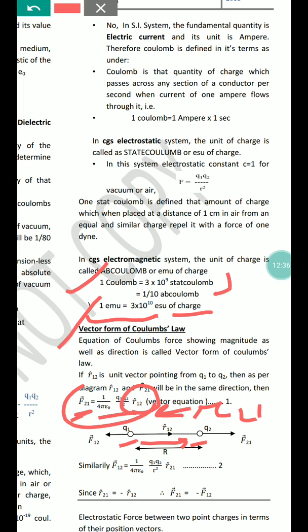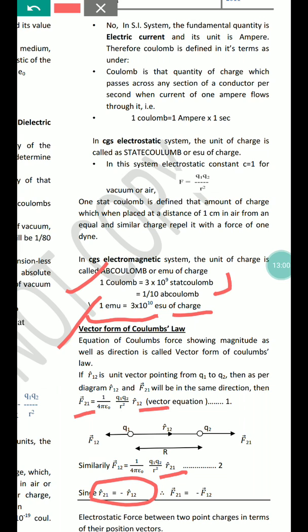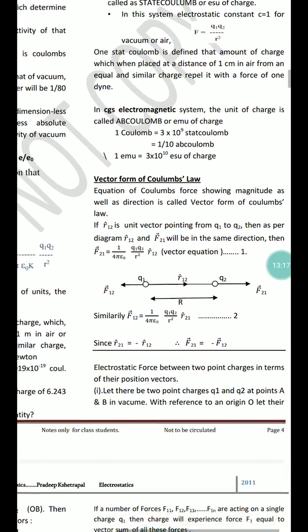F12 vector is equal to 1 by 4 pi epsilon naught Q1 Q2 over r squared into R21 cap. Here, in F21 it's R12 cap, and in F12 it is R21 cap. As R21 is equal to minus R12, F21 is equal to minus F12, and Coulomb's law in vector form resembles Newton's third law, that action and reaction are equal and opposite in direction.